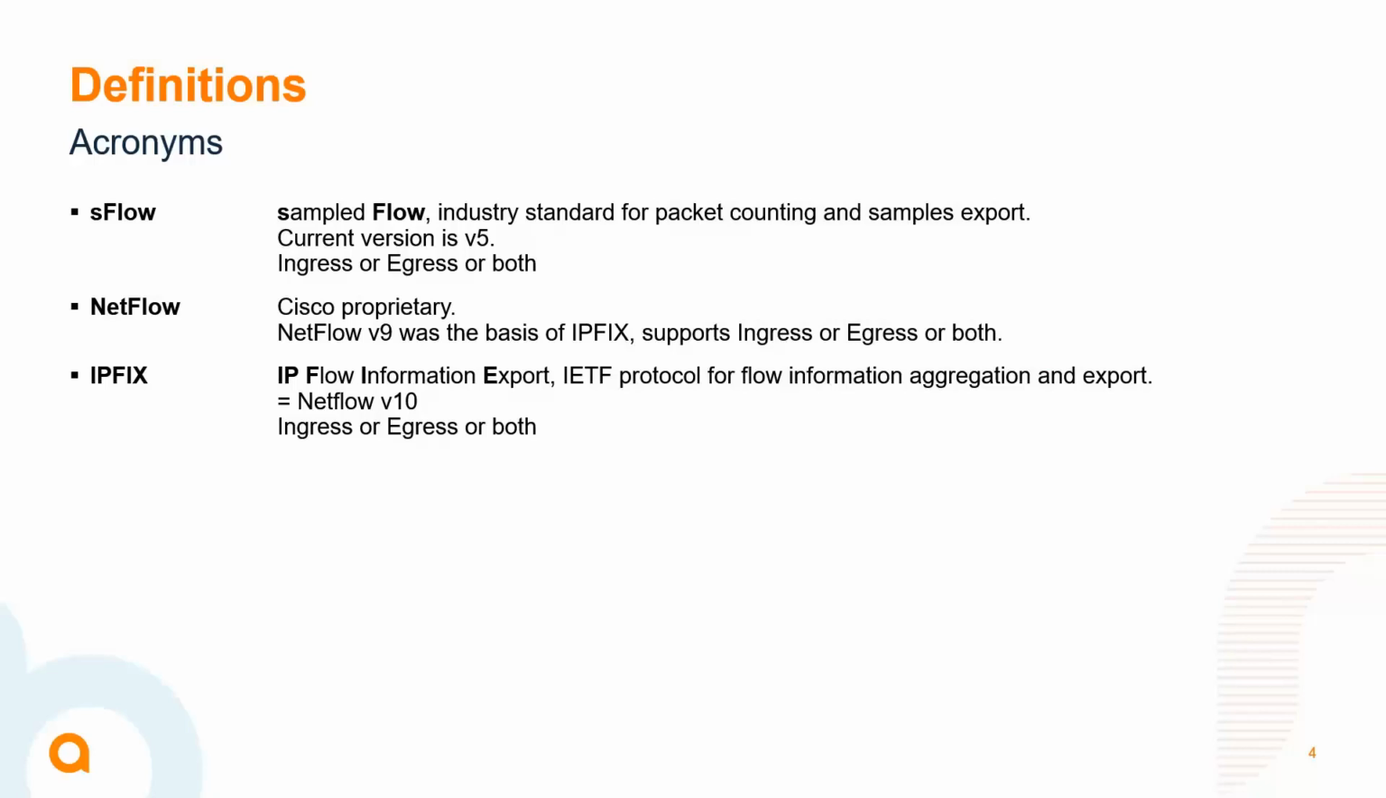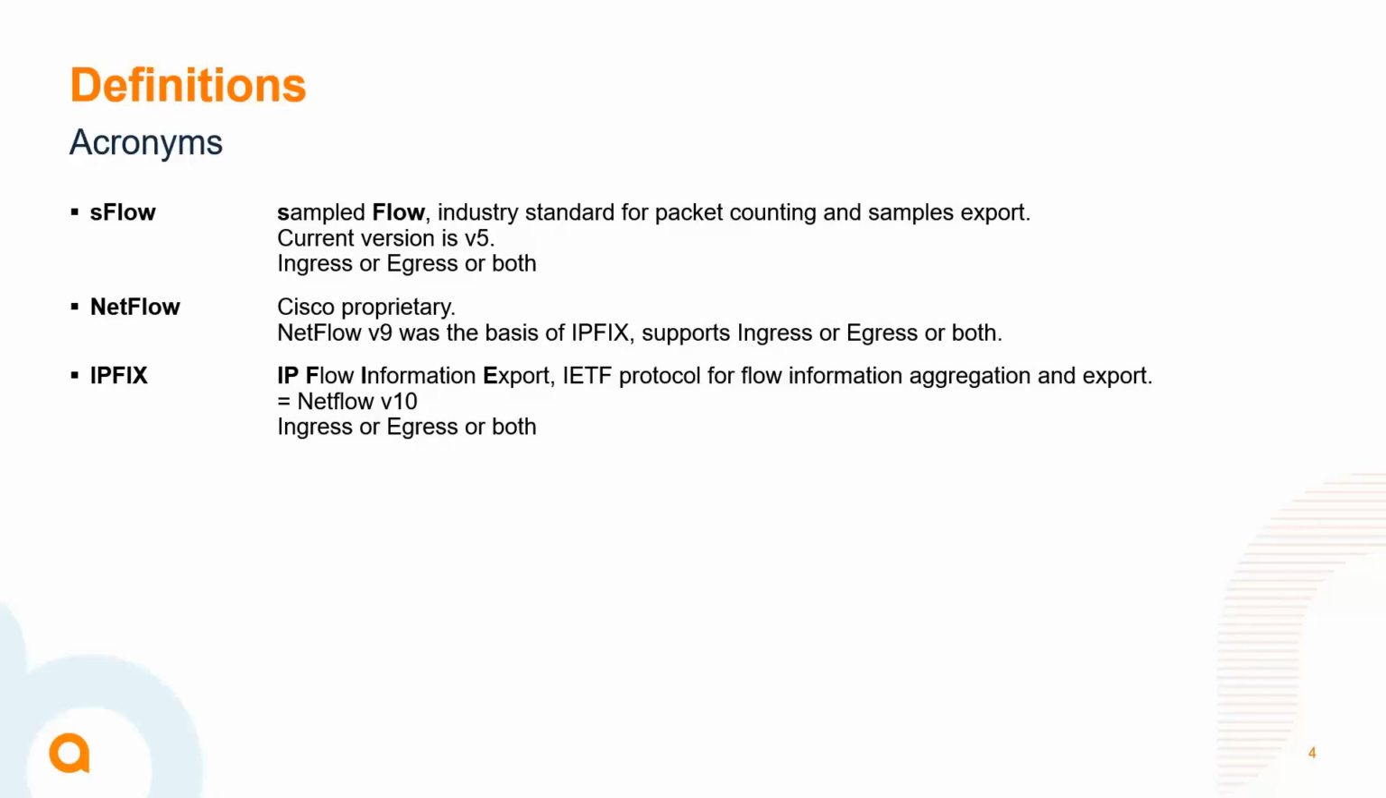So S-Flow means sampled flow. This is an industry standard for packet counting and sampling and exporting that information to a collector. The current version is version 5. It can be used ingress before 10.7 and now egress, that is the feature enhancement, or both ingress and egress on an interface. Don't get confused by the other two that are important.